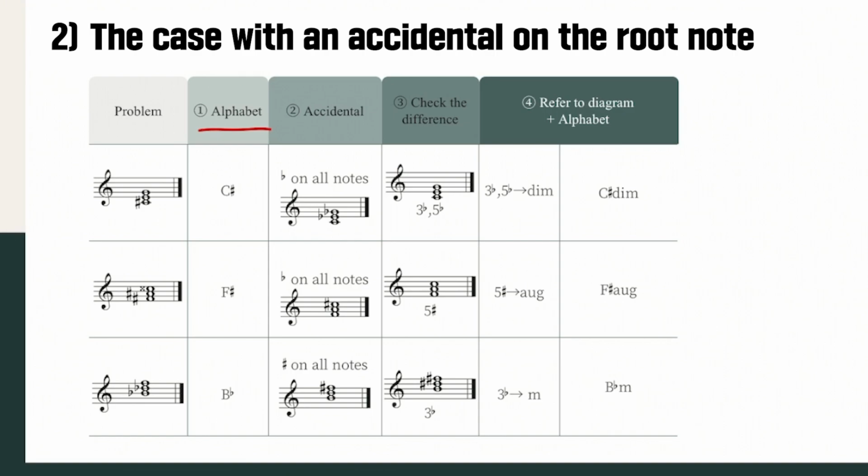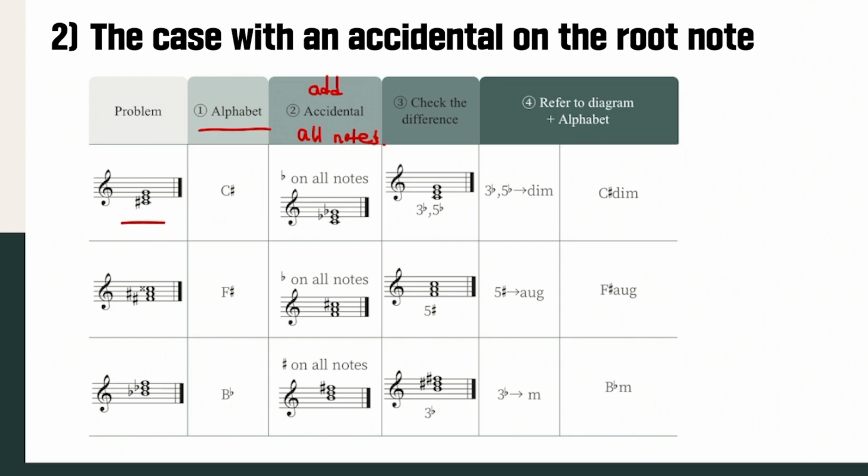After that, you have to add an accidental on all notes to remove the accidental on the root, because it's easier to find out the quality of the chord. So after you add the accidental, check the difference between the major triad and the triad you just found on the number 2. And after you find out the quality, refer to the diagram and combine it with the alphabet, and you find out the chord name.